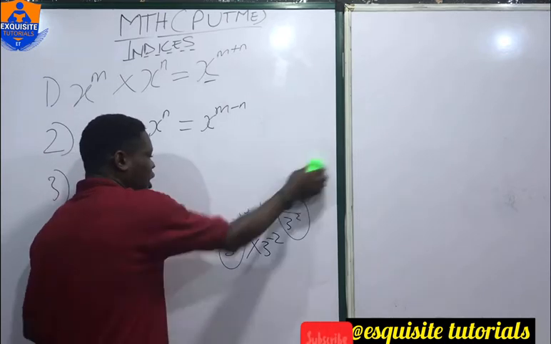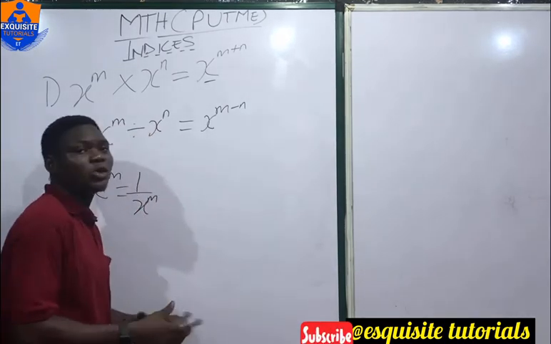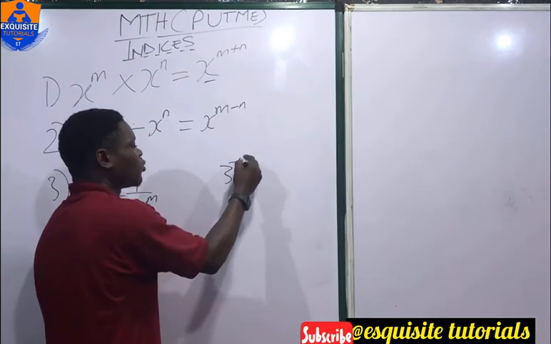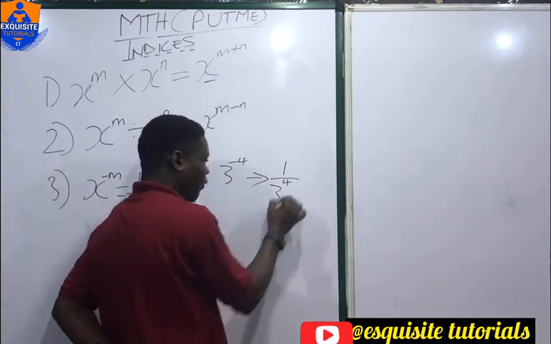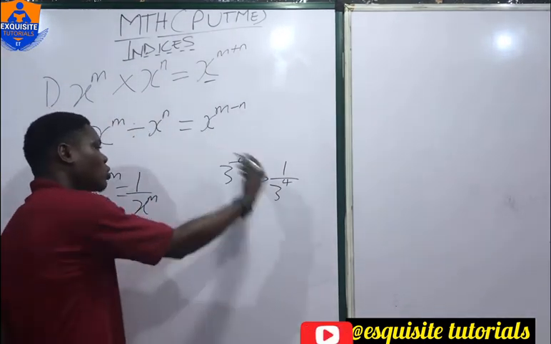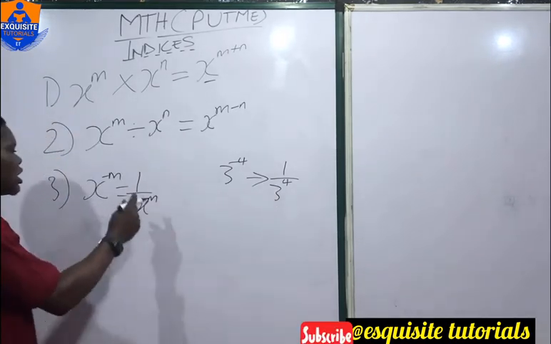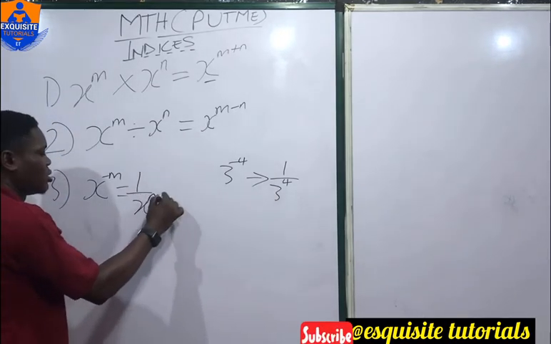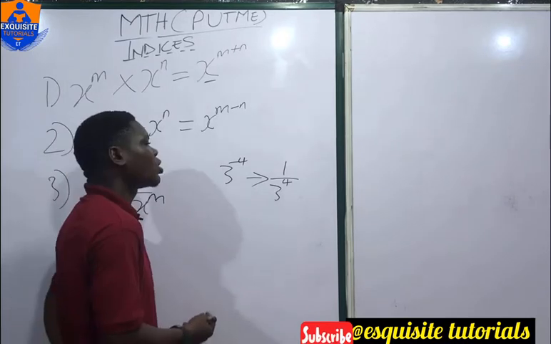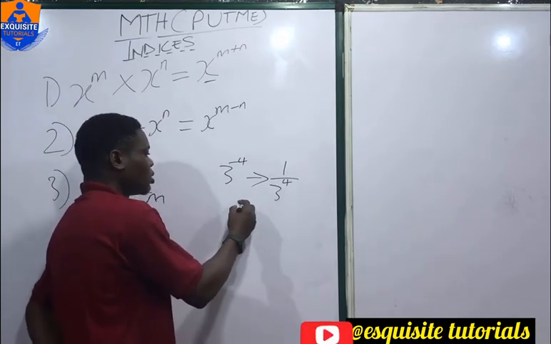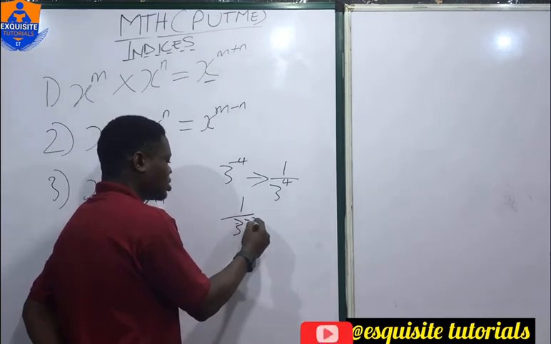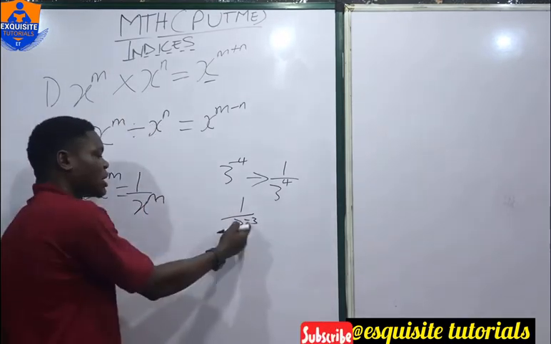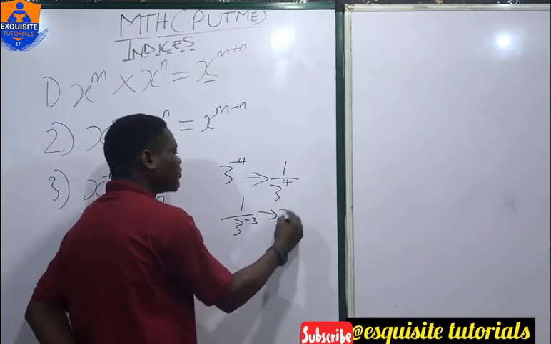So let's say you have 3 raised to the power minus 4. This can be written as 1 over 3 raised to the power 4. The negative sign has gone out of it. This is the third law of indices. What if you have, let's say, 1 over 3 raised to the power minus 3? Now, to remove this minus sign, you will have to take it up, so you have 3 raised to the power 3.